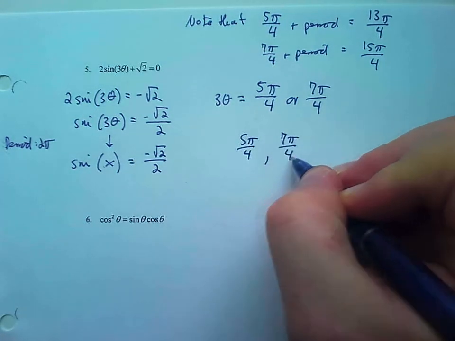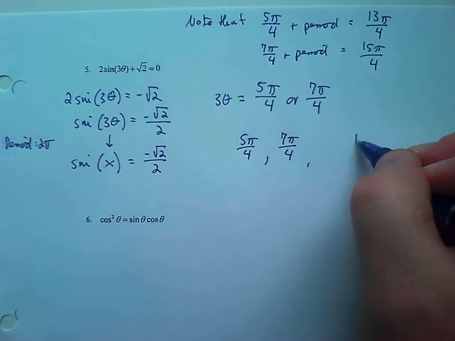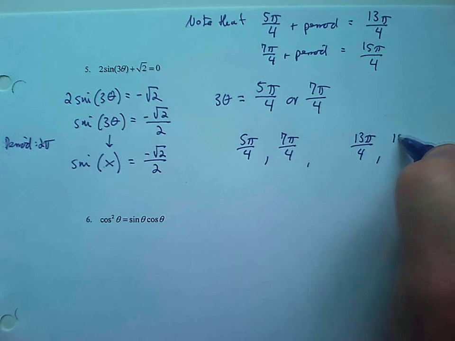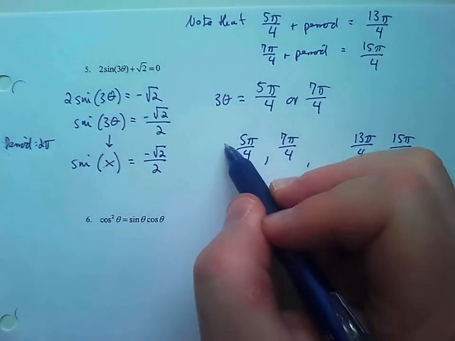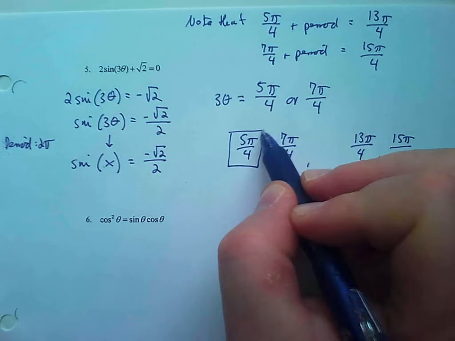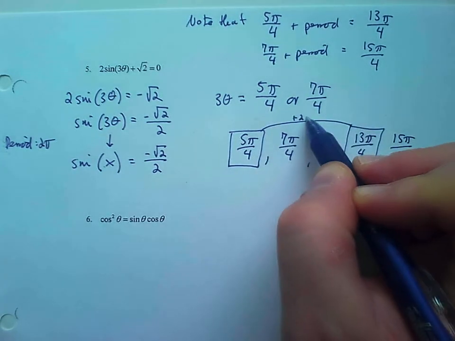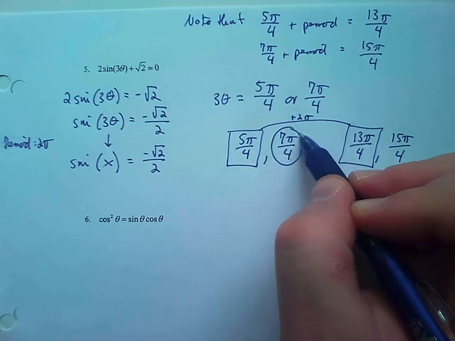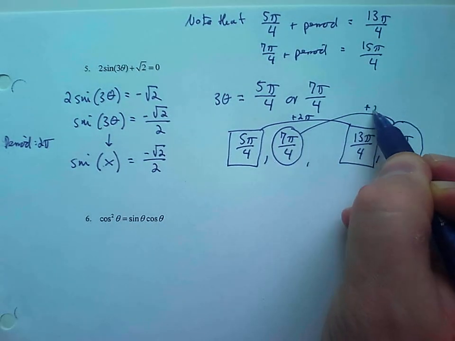Which means now that if we go from 5 pi over 4, our next solution is 7 pi over 4. Our next solution after that is 13 pi over 4. And our next solution after that is 15 pi over 4. Right? We got from this one to this one by adding 2 pi. And we got from this one right here to this one over here by adding 2 pi.